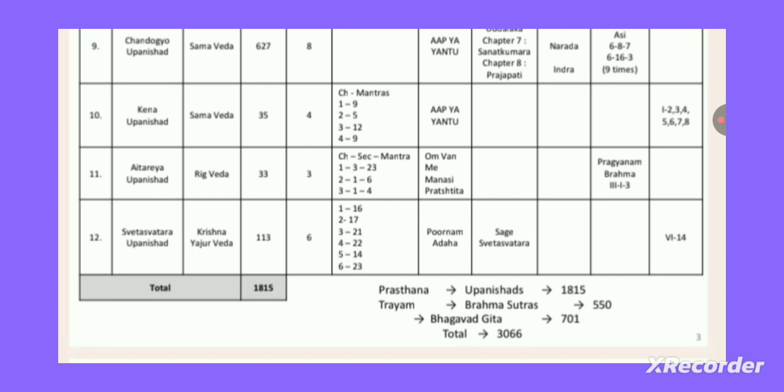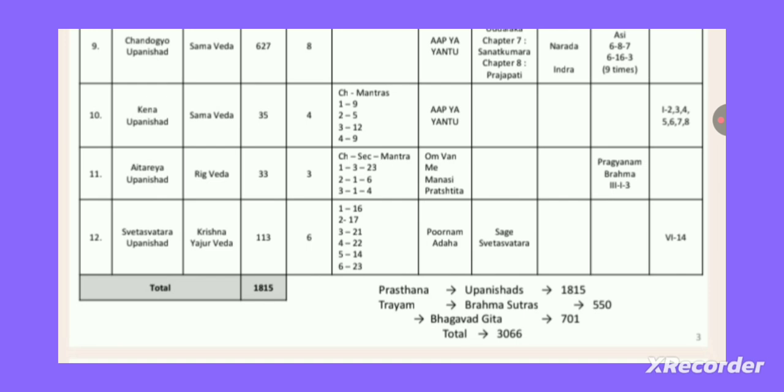In Bhagavad Gita, among all 18 chapters, in total we have 701 verses. And in Upanishads, all these 12 majorly identified Upanishads, whose introductions we have discussed till now, the verses are 1815 in total. And in the Brahma Sutras, among all 4 chapters, the verses are 550. So the entire Prasthanatraya in total has 3066 verses. That means all these verses of Prasthanatraya give a bird's eye view of Upanishads.